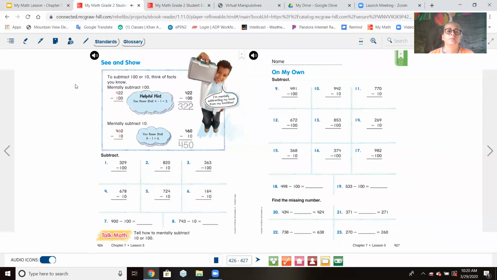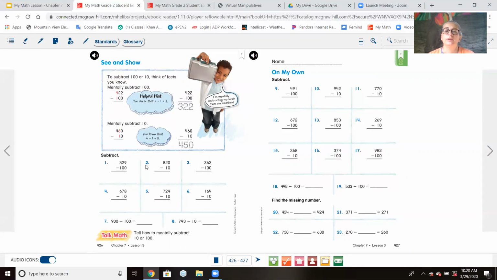Okay, sorry that I didn't get the sound going, but what we're looking at to subtract 100 or 10, think of facts, like our math facts, like we're doing with Mad Math Minutes. When we have zeros, we know those numbers stay the same. And when we're just subtracting the 1 in the hundreds place, that's just like thinking of 4 minus 1. If we're doing it in the tens place, everything stays the same, and we're just thinking of 6 minus 1 in the tens place. So we can think of 6 minus 1 equals 5.